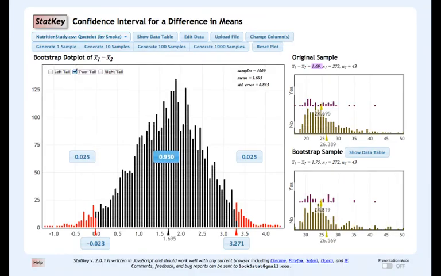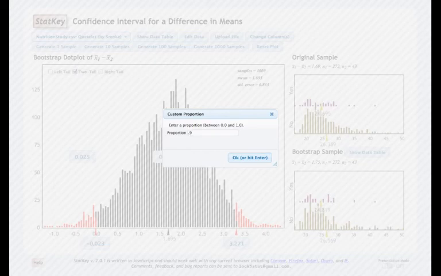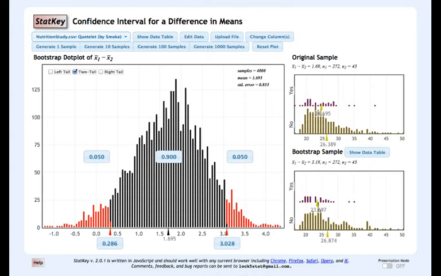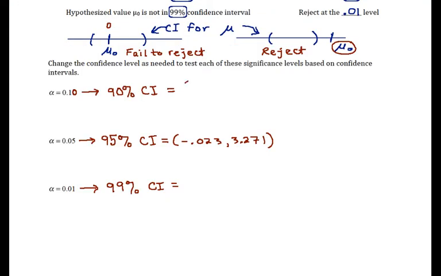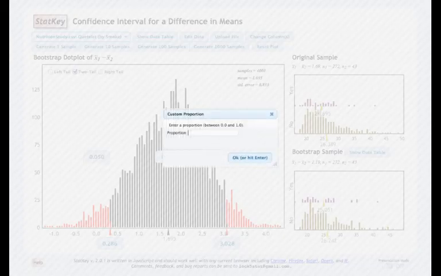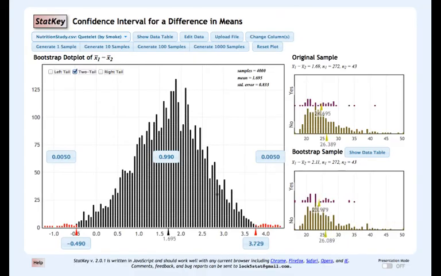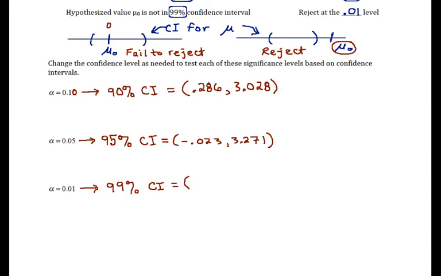Coming back to our graph, all I need to do is change this to 0.9 to get my 90% confidence interval. That's from 0.286 to 3.028. And then I'll come back to StatKey again, click on this and change it to 0.99. And that gets me a 99% confidence interval, which in this case goes from negative 0.49 to 3.729.